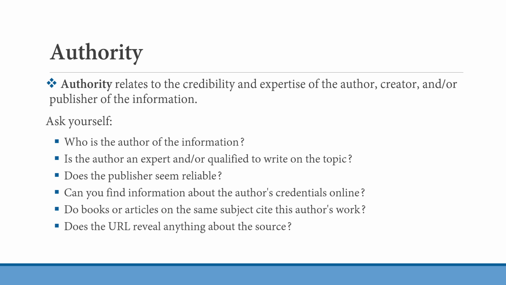Authority relates to the credibility and expertise of the author, creator, and publisher of the information. You will want to ensure that the author is qualified to write about the topic. You can determine this by investigating the author's credentials, past published works, and reviewing how often other experts cite their work. Ask yourself, who is the author of the information? Is the author an expert? Does the publisher seem reliable? Can you find information about the author's credentials online? Do books or articles on the same subject cite this author's work? Does the URL reveal anything about the source?